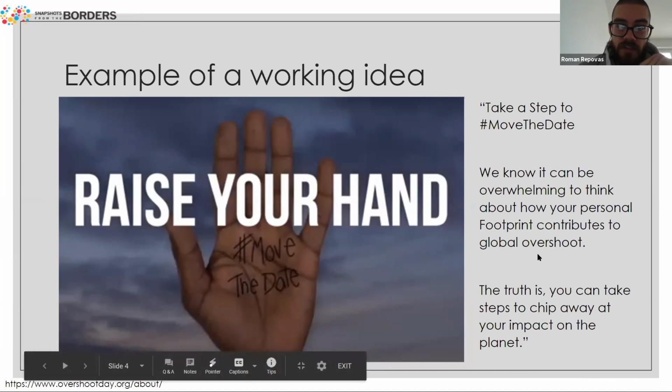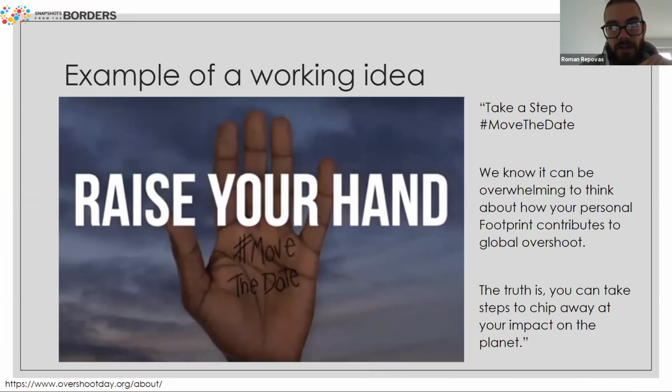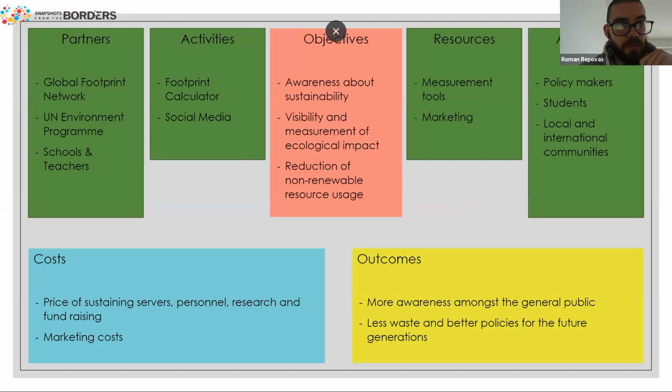There are a couple of activities that they have, such as a footprint calculator where you can find out how much CO2 you're actually emitting yourself. They also cooperate with schools and other partners, global organizations, etc. To give you an example within the canvas, the partners for this particular project are the Global Footprint Network, the UN Environment Program, and, like I mentioned, schools and teachers. So they're trying to educate future generations as well. Activities have included social media and the footprint calculator, among others. Resources are measurement tools and marketing. The audience includes policymakers, students, and also local and international communities where this is being advertised.